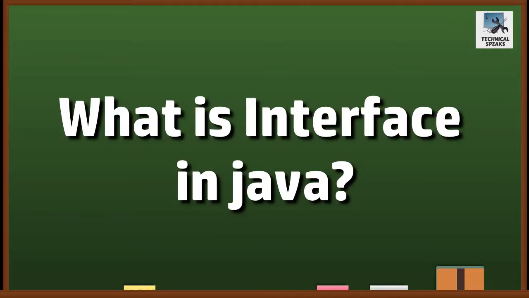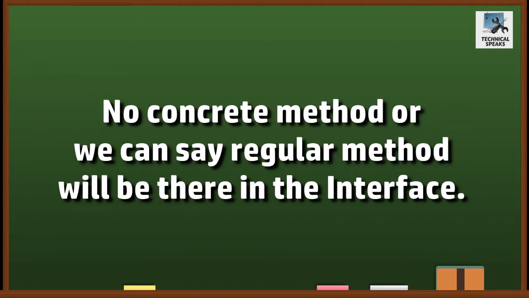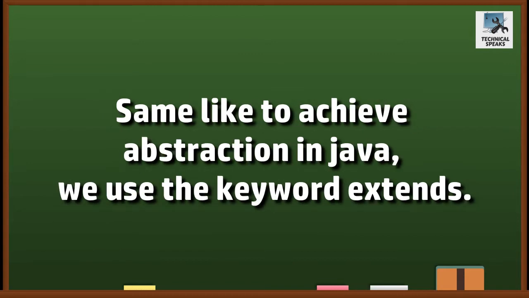So the very first question is, what is an interface in Java? An interface in Java is a blueprint of a class which contains static constants and abstract methods. No concrete method, or we can say regular method, will be there in the interface. To achieve interface, Java provides us a keyword called implements. Same as to achieve inheritance in Java, we use the keyword extends.